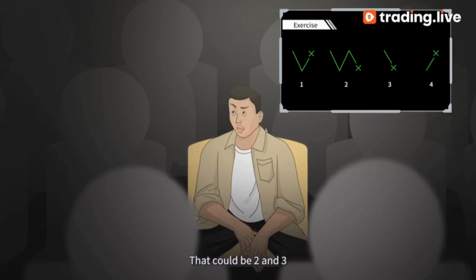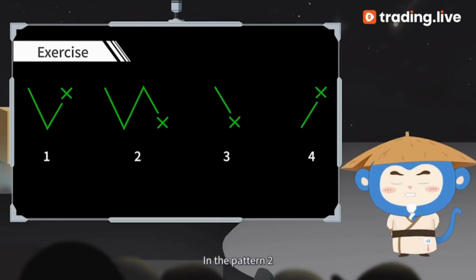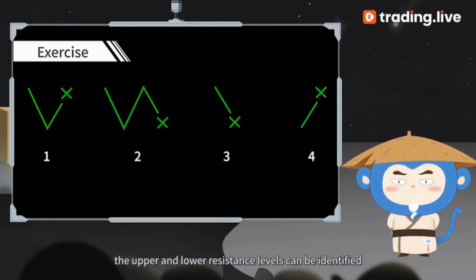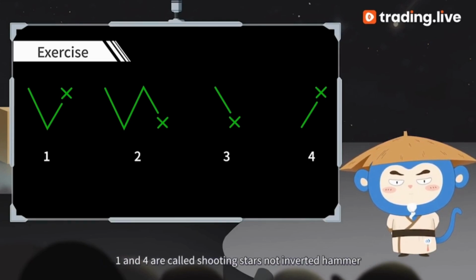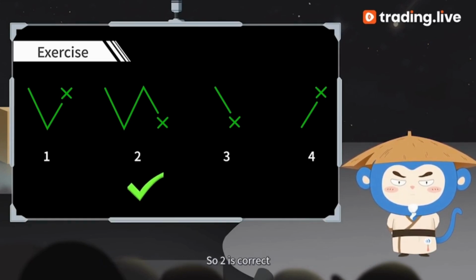That could be 2 and 3. In pattern 2, the upper and lower resistance levels can be identified. X is right above the lower resistance, which is much more likely to start a reversal than number 3. 1 and 4 are called shooting stars, not inverted hammers. So 2 is correct.